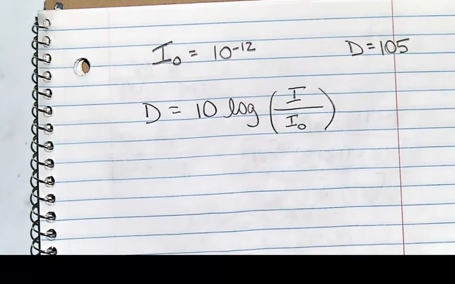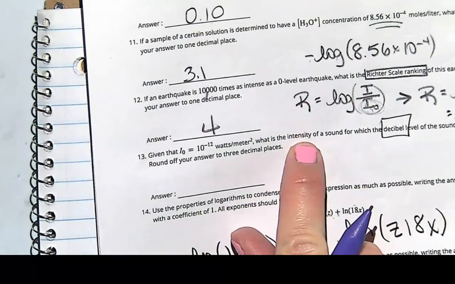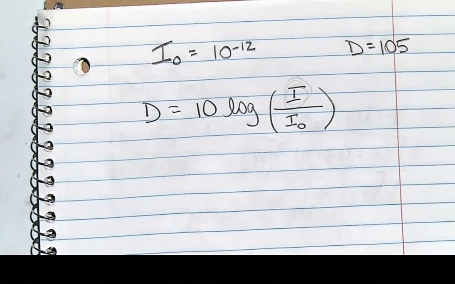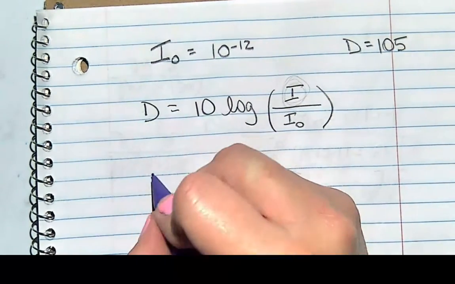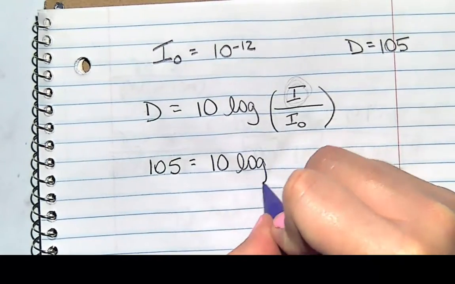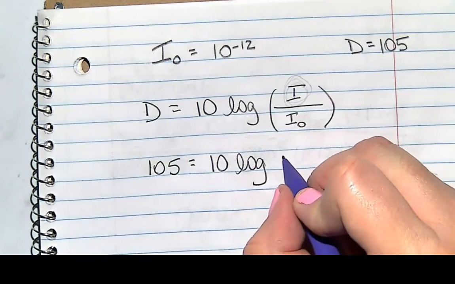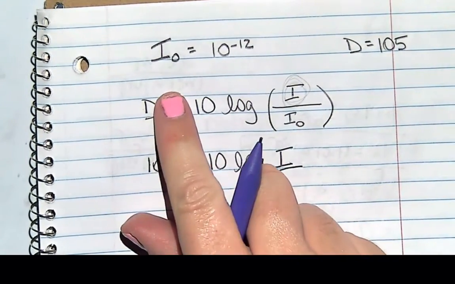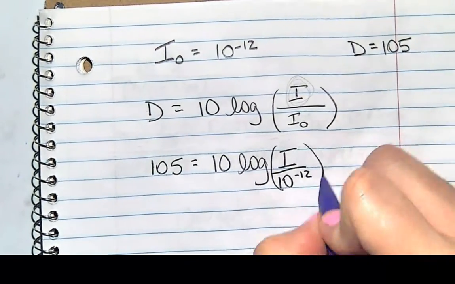And so what am I trying to find out? It's asking me what is the intensity of the sound. So I'm solving for this. I need to get this by itself. So fill in what we know. What do we know? I know that the decibel level is 105 equals 10 times the log, remember you're in base 10 right now, of I over, and then what was I told the initial intensity was? 10 to the negative 12. So he's 10 to the negative 12.